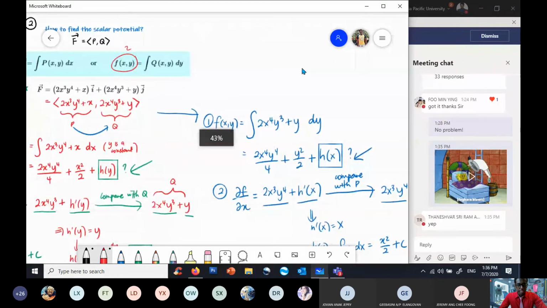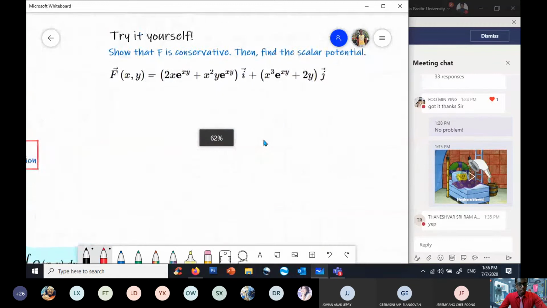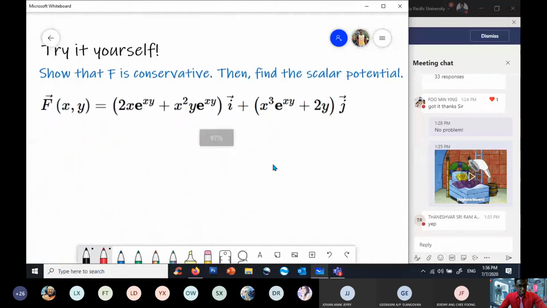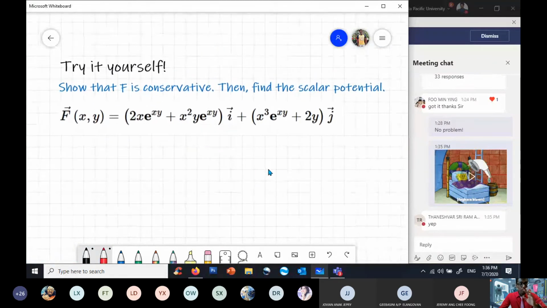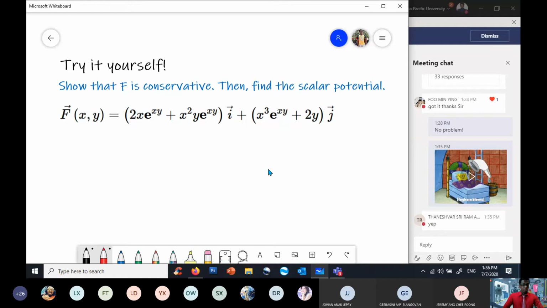So this is the question that I want you to try out. I give you a vector function. I want you to determine whether it's conservative or not. If it is conservative, I want you to find the scalar potential. So there are two parts to it: one question combining the two things that we have learned. Try this out, and let us discuss the final answer in a while.